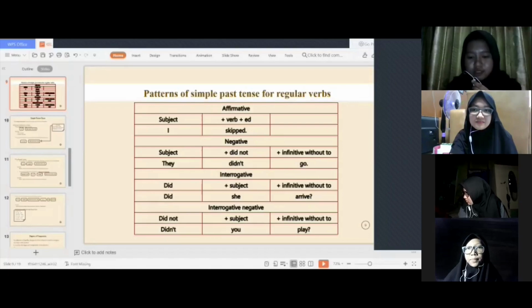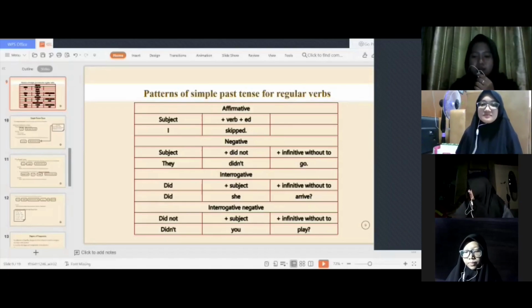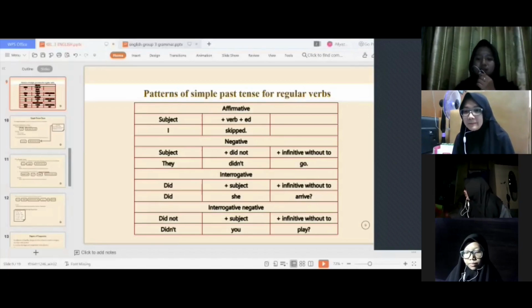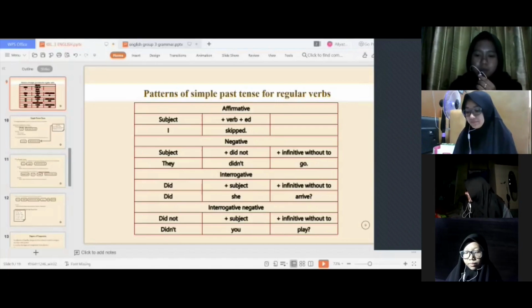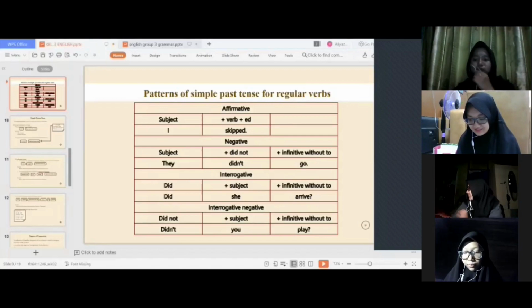Example negative sentence: subject plus did not plus verb 1 plus adverb of time. Subject, you. Did not becomes didn't. Verb to study plus adverb of time yesterday. Example: you didn't study yesterday.